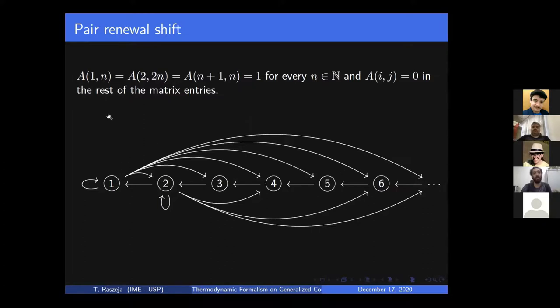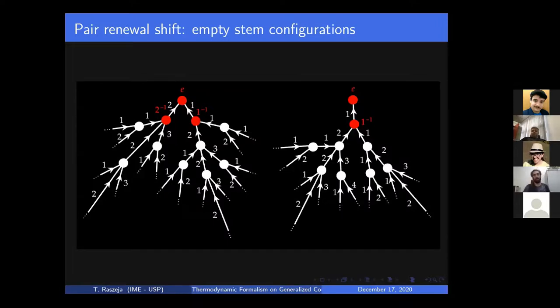And this is a more interesting example because we have no more than one empty stem, so you have more than one conformal measure. If you take the perirenewal shift, basically you take the renewal shift and add a new infinite emitter, being the symbol 2. So we have here YA has configurations with empty stems, words ending in 1 and words ending in 2. And these are the two empty stem families, the unique empty stem families in the setting. I have to emphasize here that in terms of the tree, it is the same thing as this one. That is, the difference is just this lag between these two configurations.